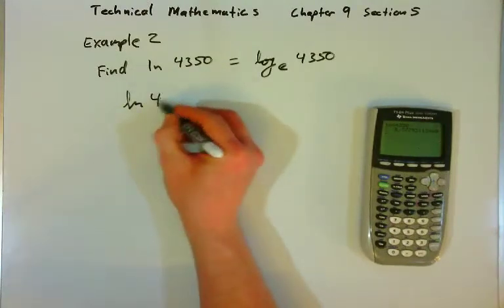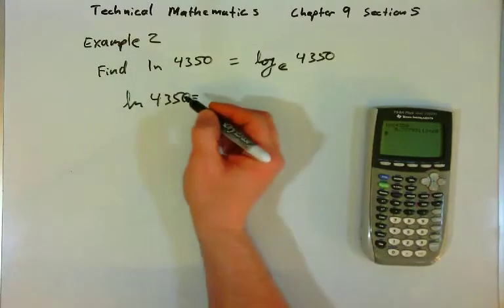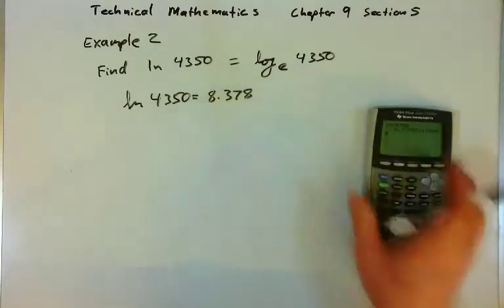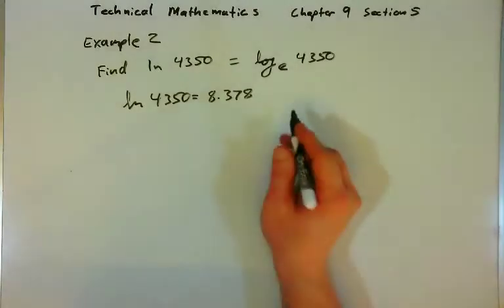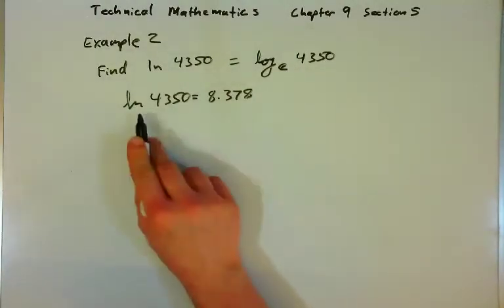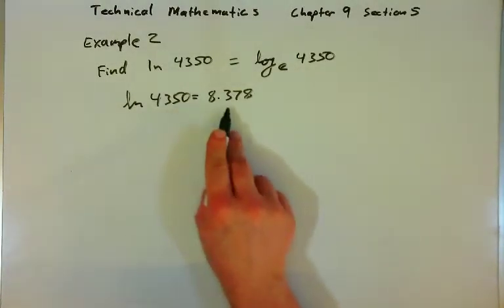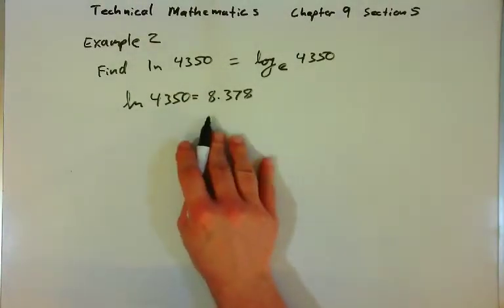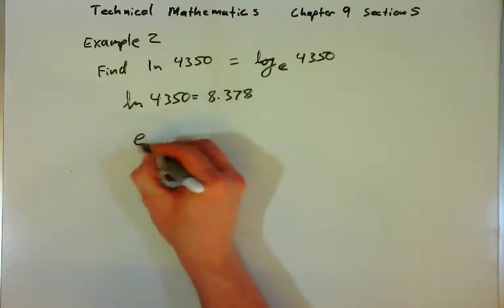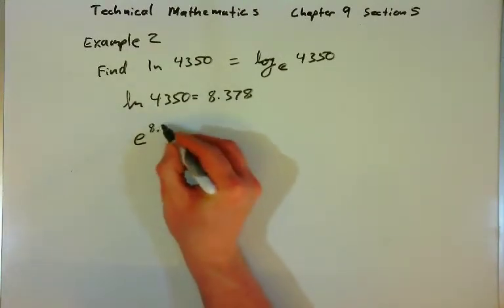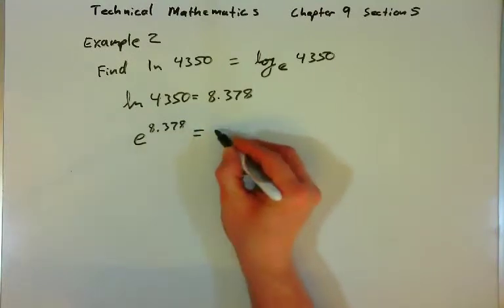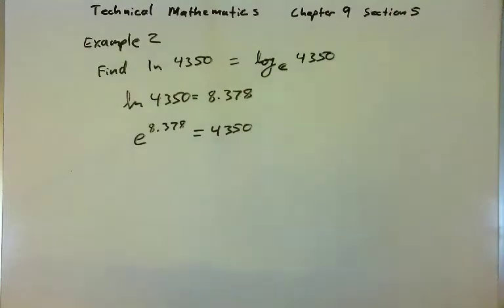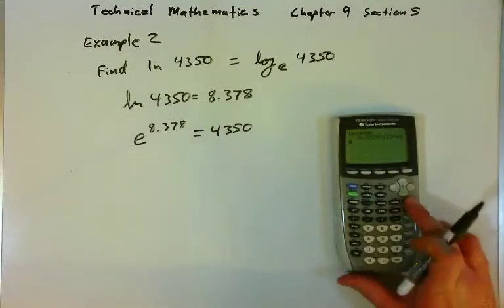So the natural logarithm of 4350 is 8.378. If we look at this equation, that the natural logarithm of 4350 is equal to 8.378, we can rewrite this in exponential form where the base is e, the exponent is 8.378, and this is going to be equal to 4,350.